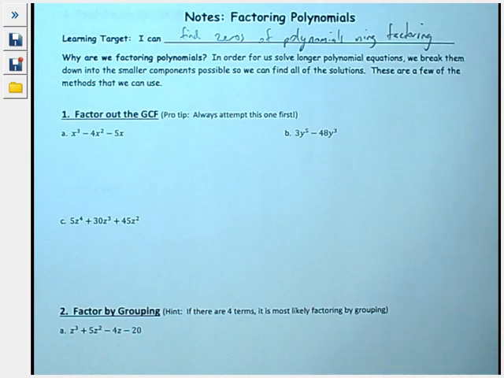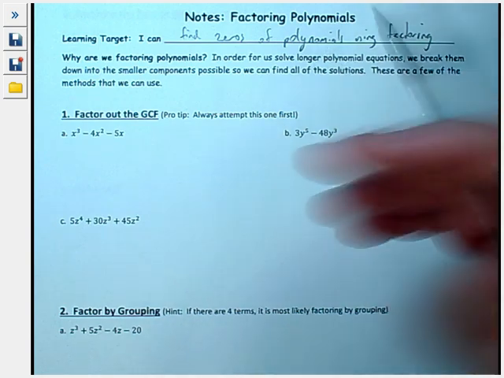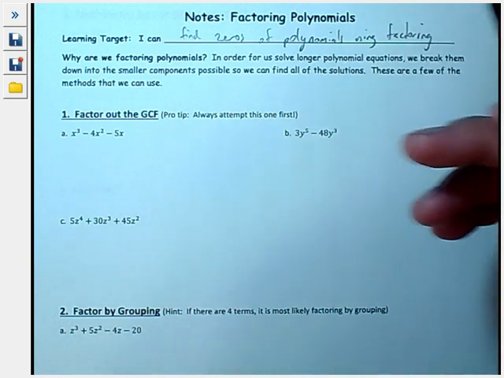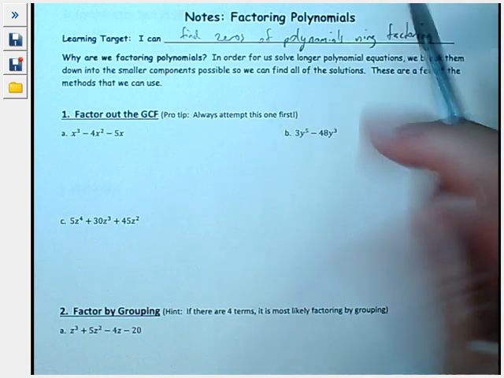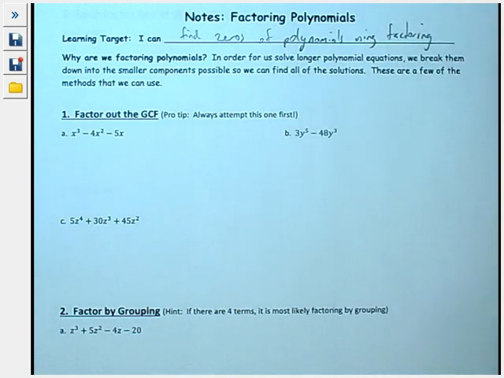We're going to talk about three ways that you can do this today. The first two ways are going to be the most common. The third way happens a little bit more rarely, so you need to be aware of it. But we're going to talk more extensively about the first two, which is factoring out the greatest common factor and then factoring by grouping. So I'm going to jump in right here and show you what we're talking about.